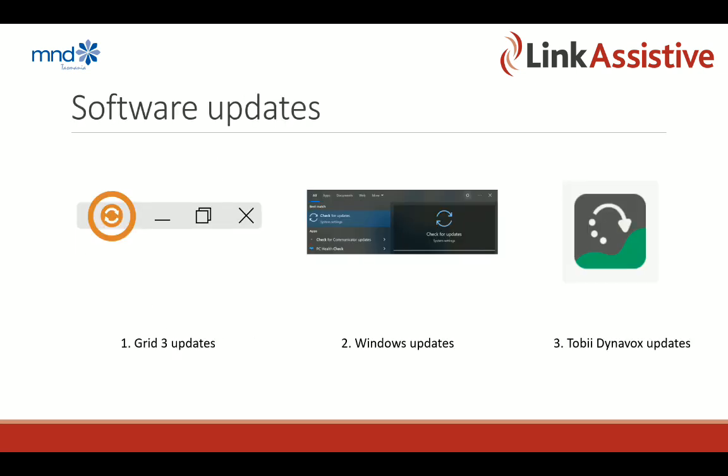Another thing that might come up for troubleshooting is software updates. If anything's glitchy or not working, that's usually the thing to do first, is do some updates. You can contact tech support to get some help with that. But the three main types of updates are Grid 3 software itself. And if you've got it turned on, you can see there's a little orange button that will pop up and show you when updates are available. That is available to turn on in the settings, under the computer settings. The other updates that might be needed are Windows updates and Tobii Dynavox updates, but that will depend on the device that you're using.